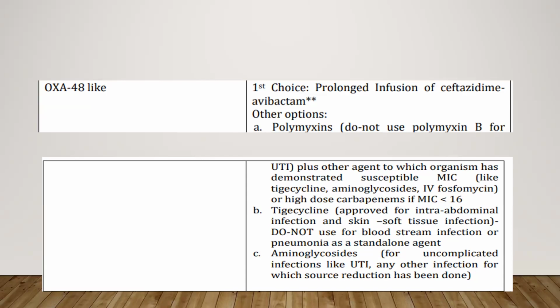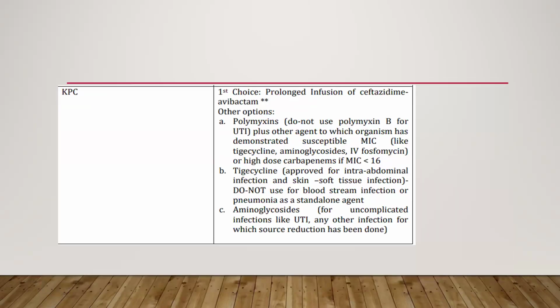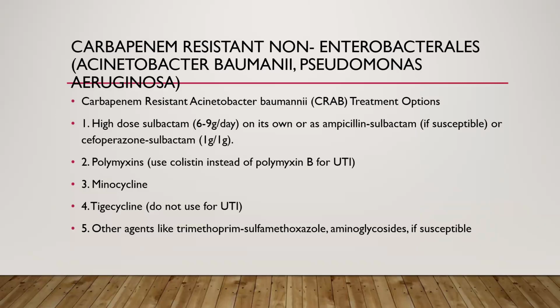Aminoglycoside for uncomplicated UTI. Then if the organism showed KPC, then again we should use only ceftazidime-avibactam, and the other options are polymyxin plus other agents for which susceptible minimum inhibitory concentration is demonstrated, like tigecycline, aminoglycoside, IV fosfomycin. Tigecycline for intra-abdominal and soft tissue infection, and aminoglycoside for uncomplicated UTI.